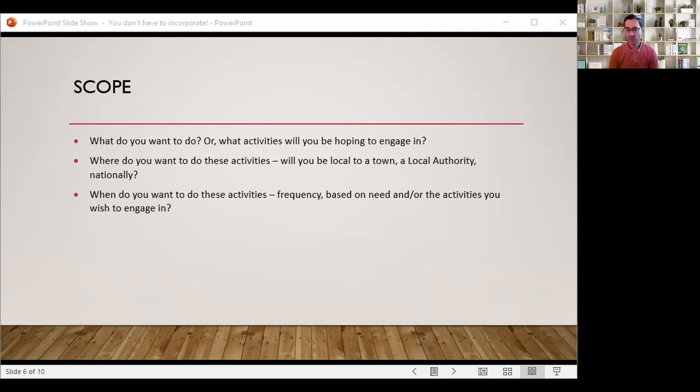And then when do you want to do these activities? So how frequently do you want to do them? And some of that's going to be based on need and the nature of the activities that you're looking to engage in.